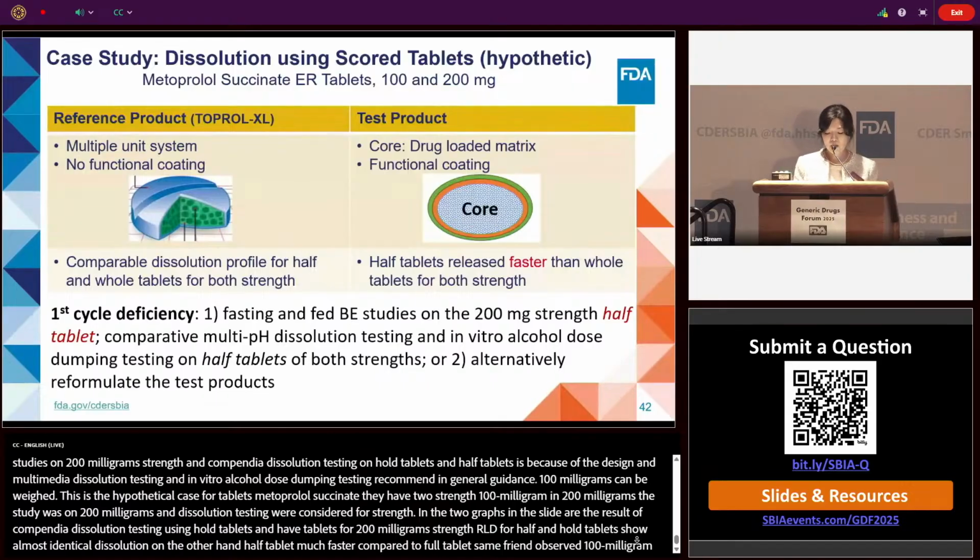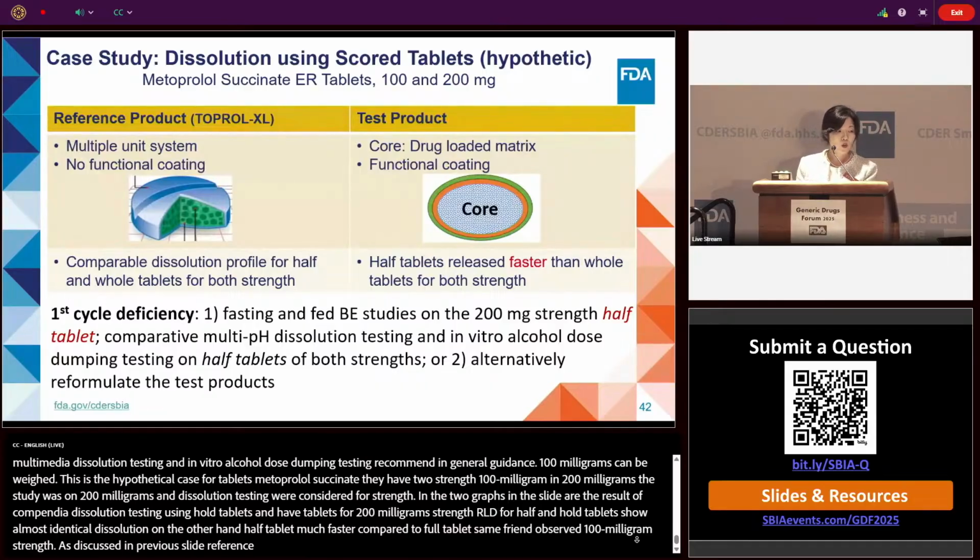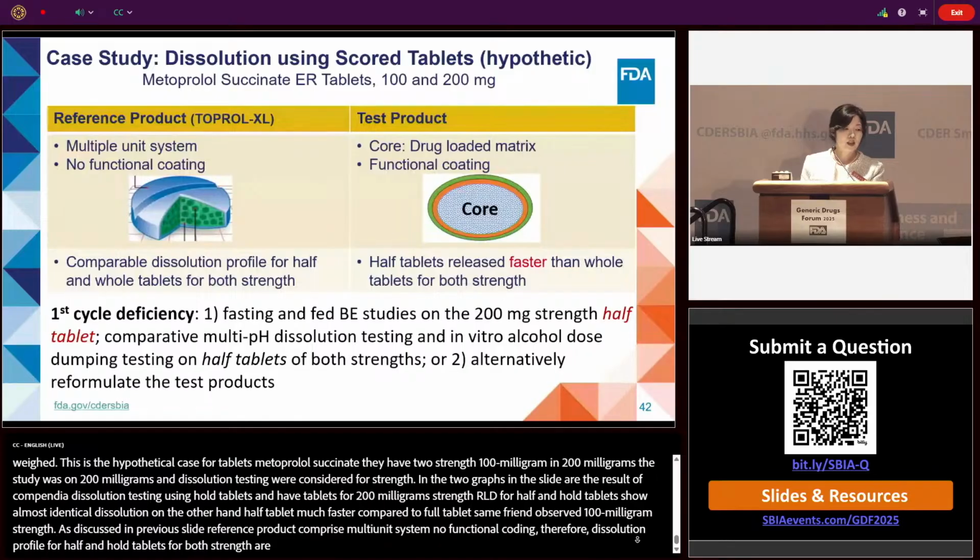As discussed in the previous slide, reference product comprises a multi-unit system. There is no functional coating. So therefore, dissolution profile for half and whole tablet for both strengths are comparable. On the other hand, test drug product showed half tablet is much faster than whole tablet for both strengths.